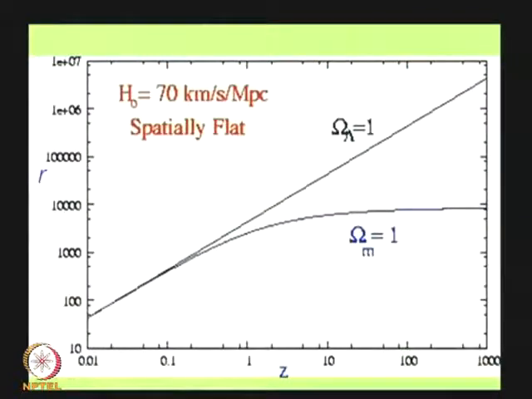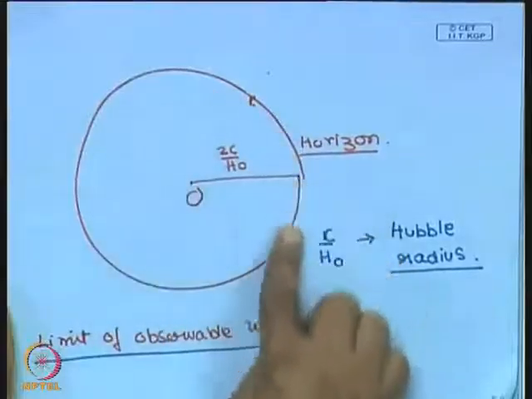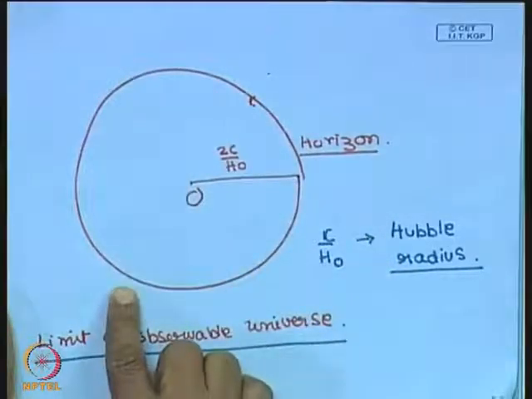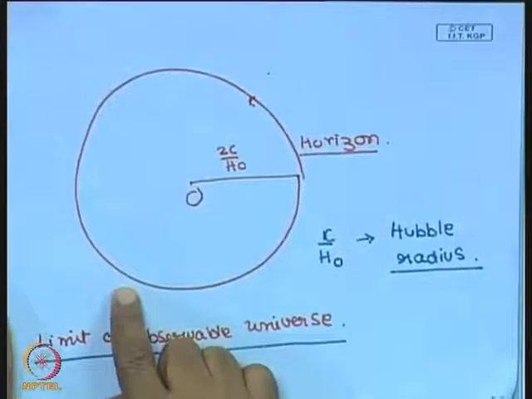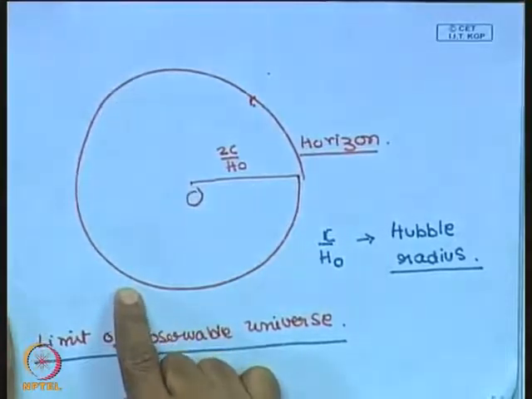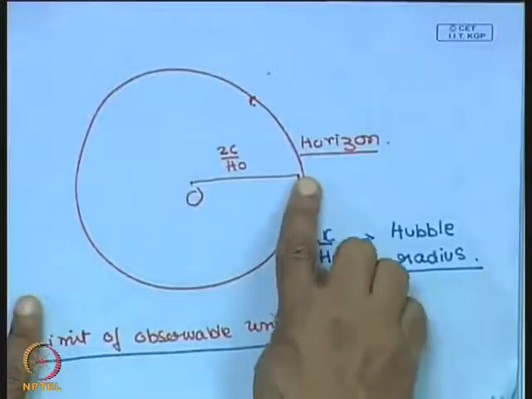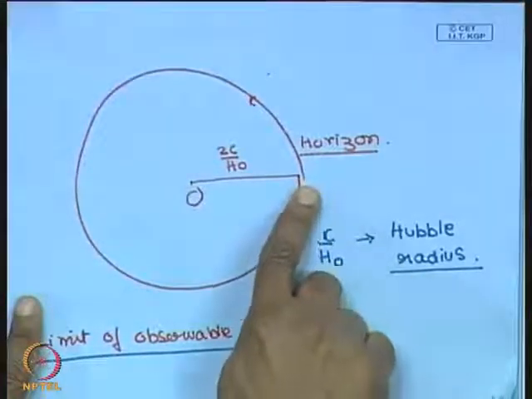Okay, and we had also discussed the implication of this. This implies that redshift infinity corresponds to a finite distance. That finite distance is the horizon. That is the furthest distance that we can observe at present. A photon which was emitted at the Big Bang will, from this surface, reach us now.